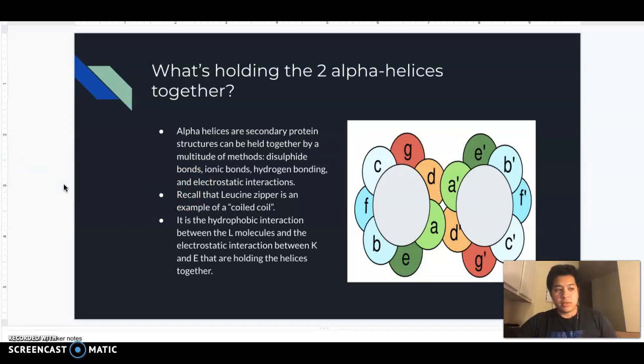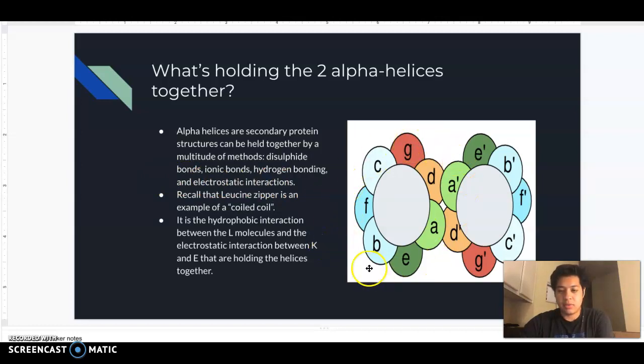As you recall from earlier this week, alpha helices are secondary protein structures that can be held together by a multitude of methods, be it disulfide bonds, ionic bonds, hydrogen bonding, and electrostatic interactions. Recall from the description earlier that the leucine zipper is an example of a coiled coil. So what exactly is a coiled coil, you might ask? These coils are typically built by 2 or more alpha helices that wind around each other to form a supercoil. And these coils are formed via the heptad repeat motif, hepta meaning 7, a repeating pattern of 7 amino acids.